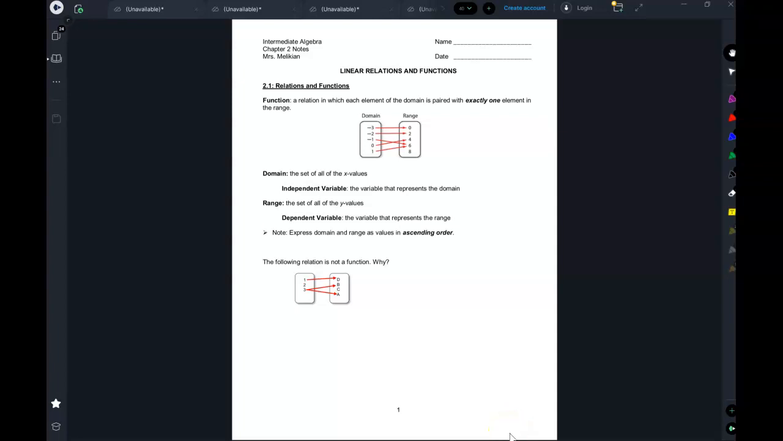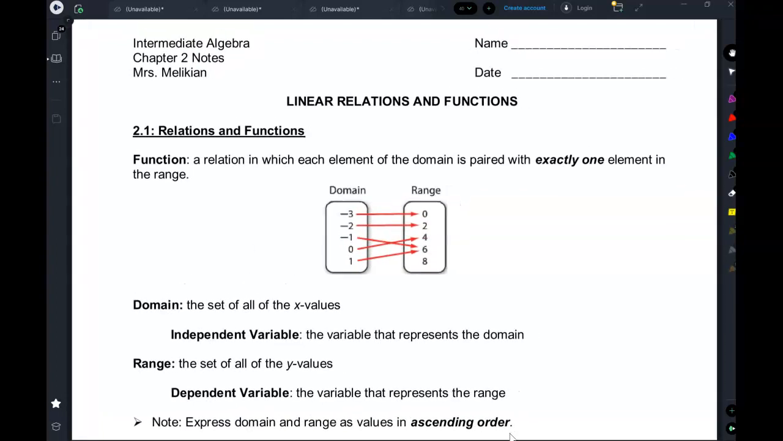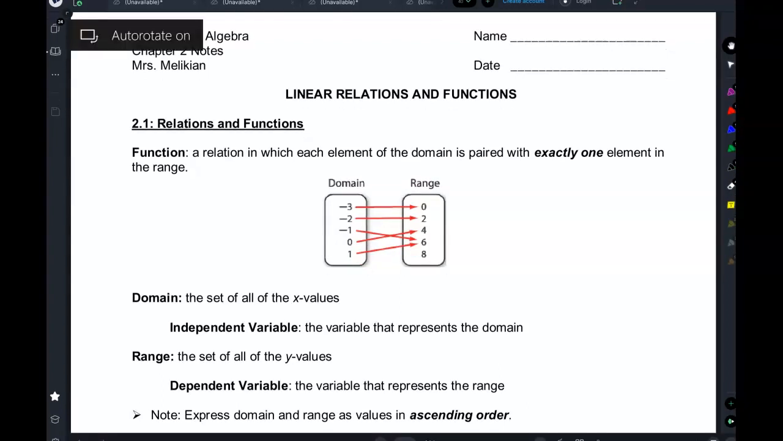All right, so let's go to chapter 2. In chapter 2, we're going to talk about relations and functions. Okay, a function is a relation, right?